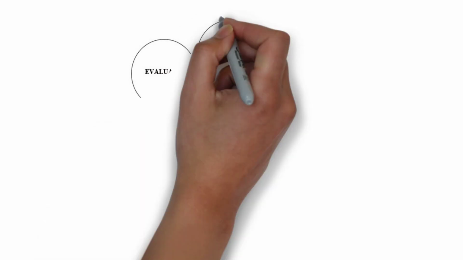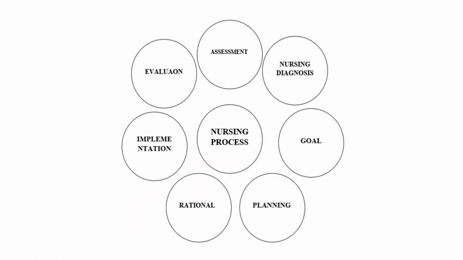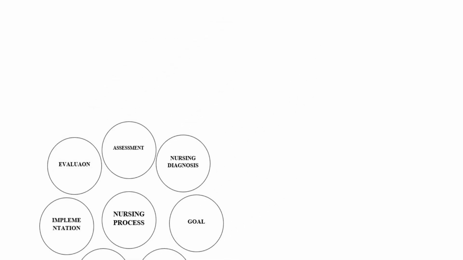Next, we come to the steps of the nursing process. Mainly five steps are there in the nursing process, but here I have added some additional steps, two steps I have added. So one by one we will discuss here.